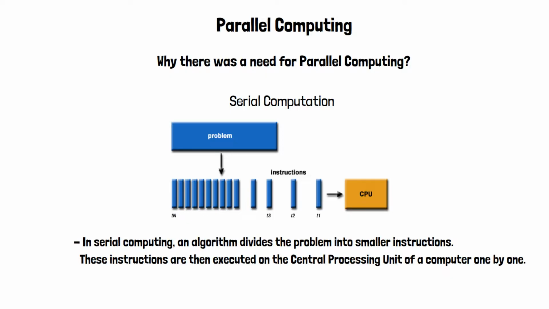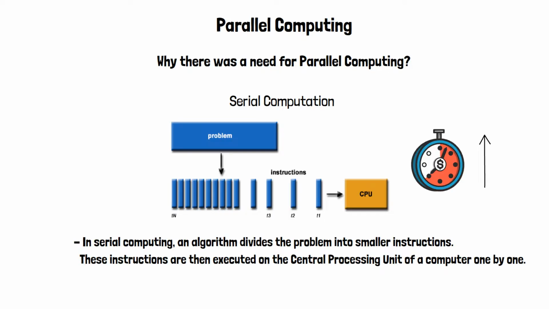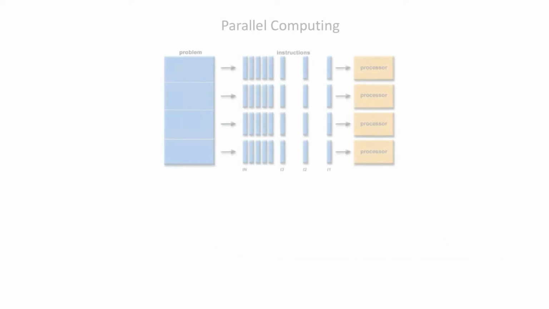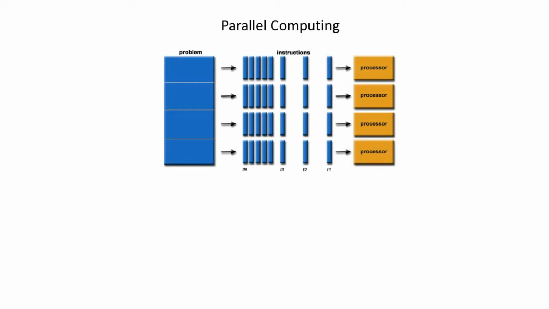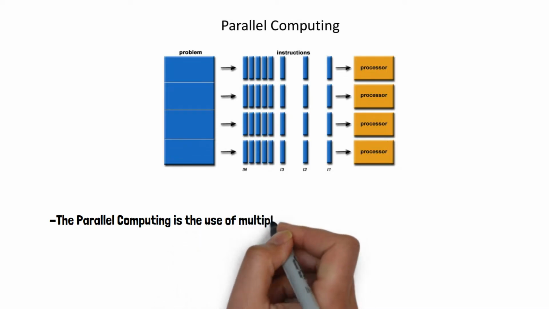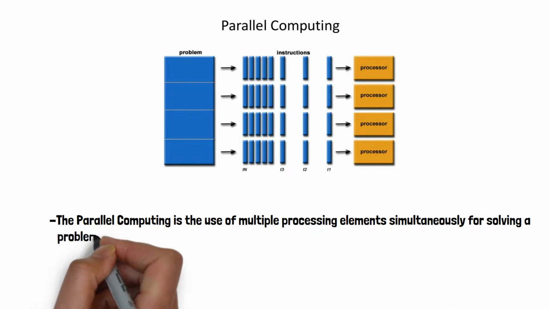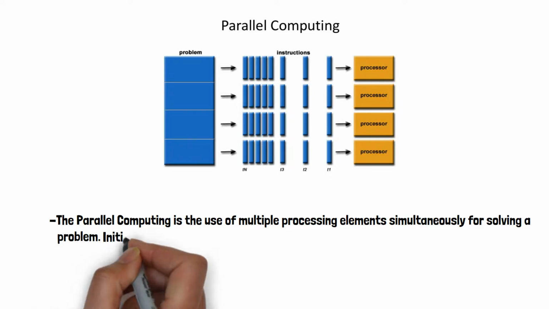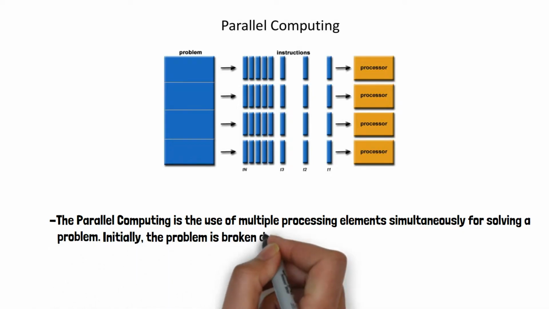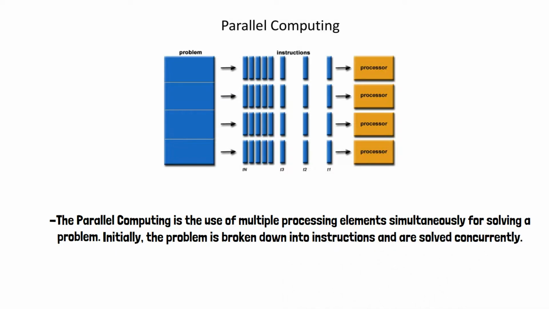Additionally, the required amount of time for executing multiple instructions was also high. Thus, to overcome the issue of serial computing, parallel computing comes into the picture. Parallel computing is the use of multiple processing elements simultaneously for solving a problem. Initially, the problems are broken down into instructions and are solved concurrently.